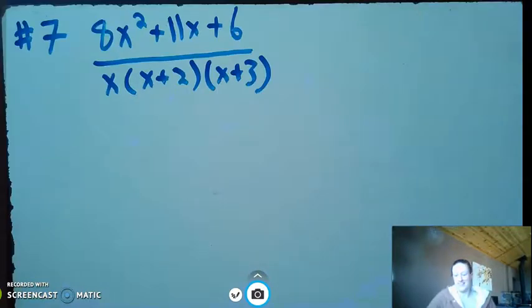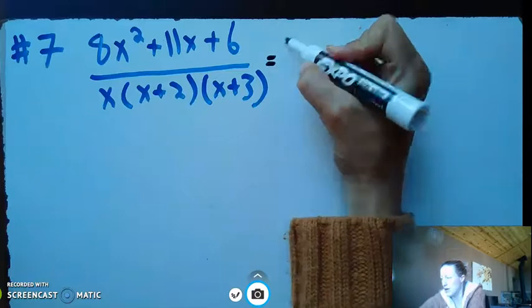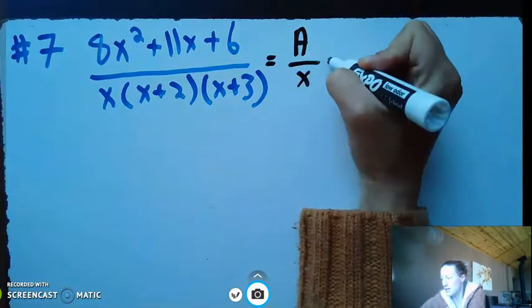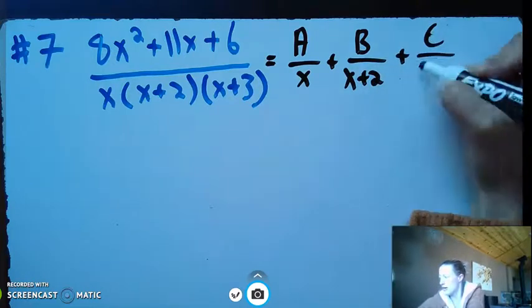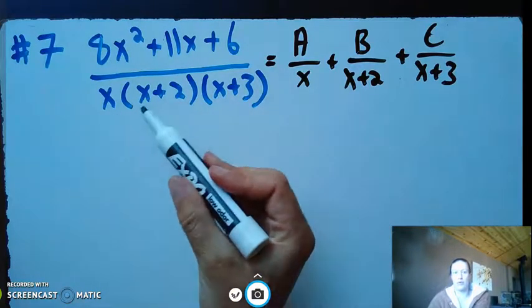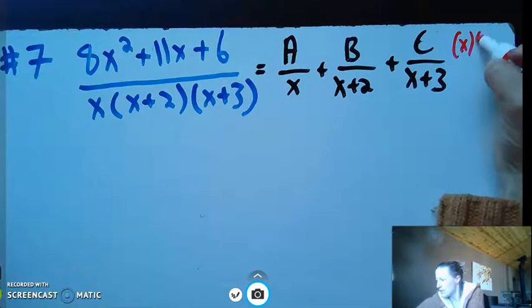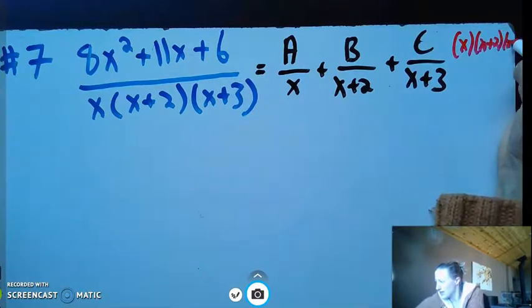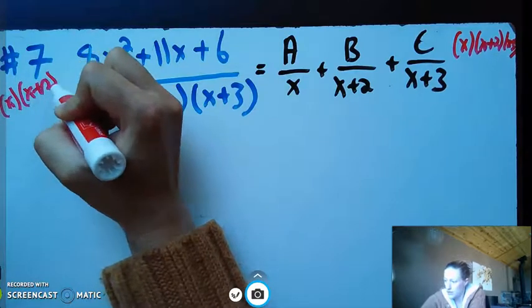Okay, 7. It's long. I'm going to do it with you. So here is mine. There's 3 different things on the bottom. So when we split it up, we'll have something over x, and something over x plus 2, and something over x plus 3. And then we'll do the next step, which is multiply both sides of the equal sign by the least common denominator, which is x times x plus 2 times x plus 3. Ooh, running out of space already. x plus 2 times x plus 3.